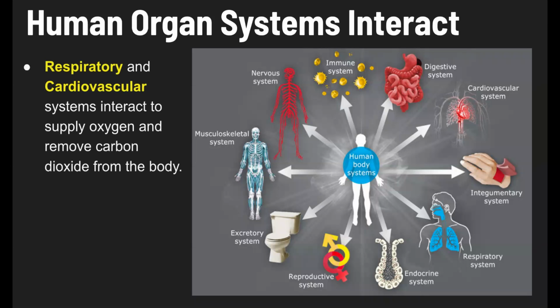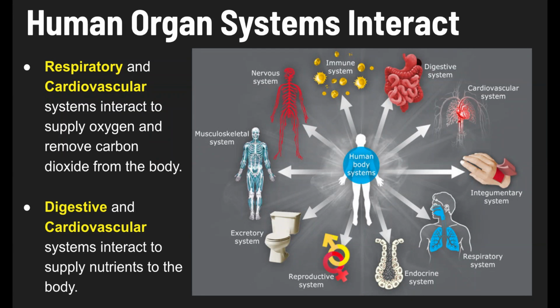So, first, we're going to talk about how the respiratory and cardiovascular systems interact to supply oxygen and remove carbon dioxide from the body. Then we're going to talk about how the digestive system and the cardiovascular systems interact to supply nutrients to the body.